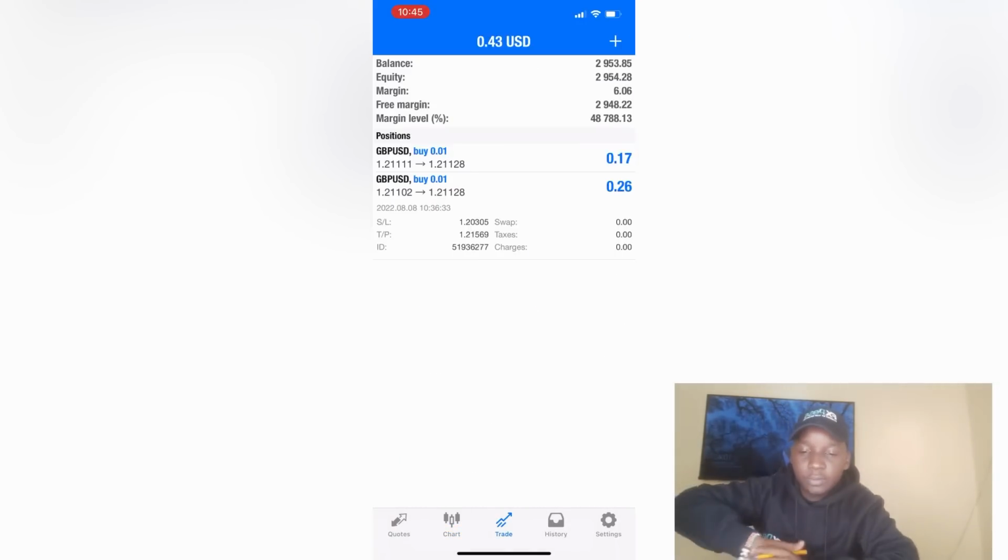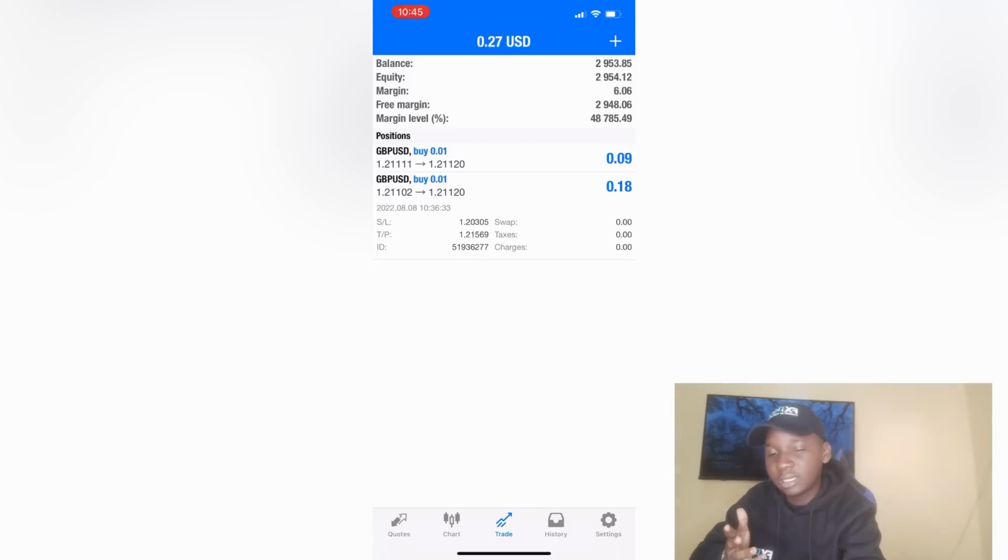Okay, now in my next lesson I'll talk about what is exactly happening at this section where I'm seeing balance, equity, margin, free margin, and margin level percentage. I'll explain about that, and then we'll also look at the pending orders, that is the buy limit, sell limit, sell stop, and buy stop.